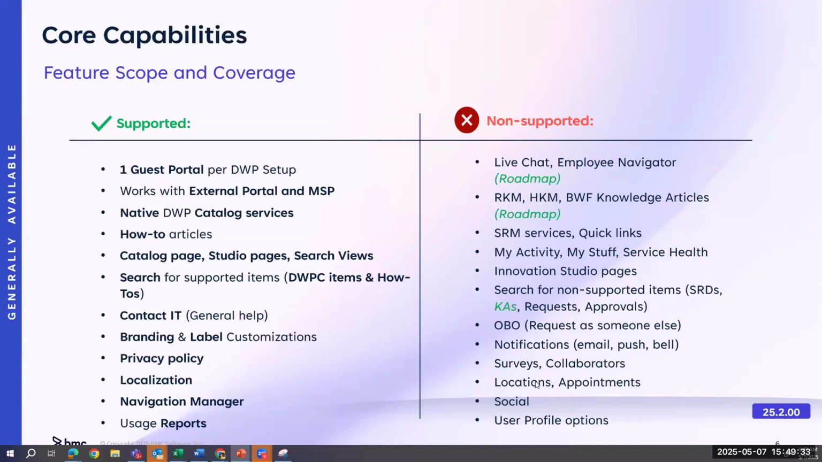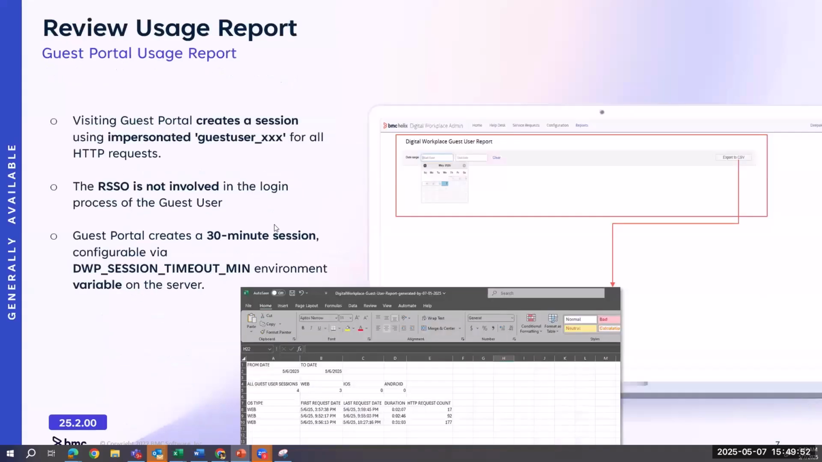Survey collaborators, same thing. Location appointments, because we don't know who you are really. Social collaboration, because again, we cannot track who you are really, so that feature is not relevant in this case. And same goes for the user profile options, because you don't have any profile in the system, you're just a guest user. Okay, so these are the core capabilities.